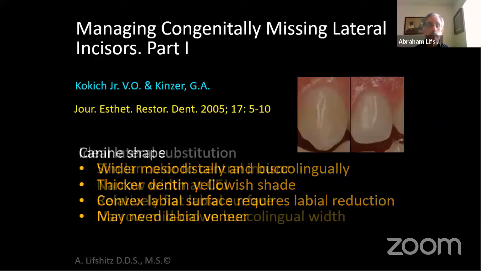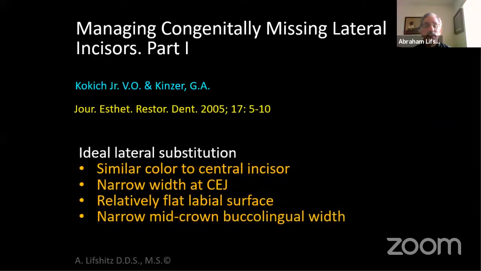For the ideal lateral substitution, the canine should have a similar color to the central incisor. It should have a narrow width at the CEJ, meaning the cemento-enamel junction. It should have a relatively flat labial surface and a narrow mid-crown buccolingual width. Why is that? In order to decrease the bulk of the canine if we're going to use it as a lateral incisor.